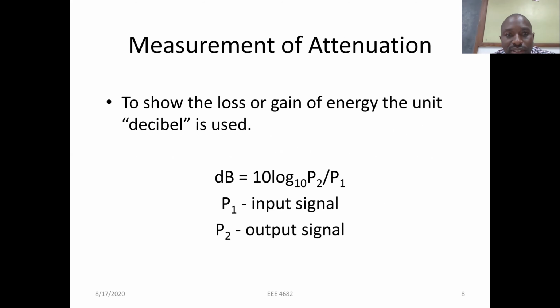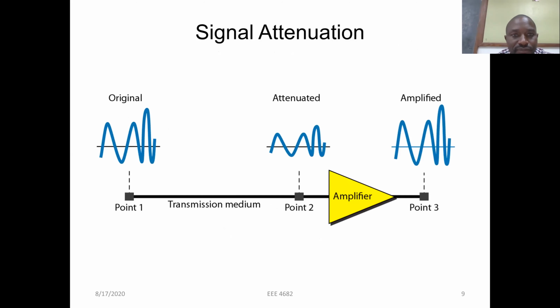And the formula to calculate attenuation in dB is 10 log P2 over P1, where P1 is the input signal, P2 is the output signal. So basically, given the input power from the transmitter and the output power at the receiving end, you can calculate attenuation using this formula, which gives the value in decibels.